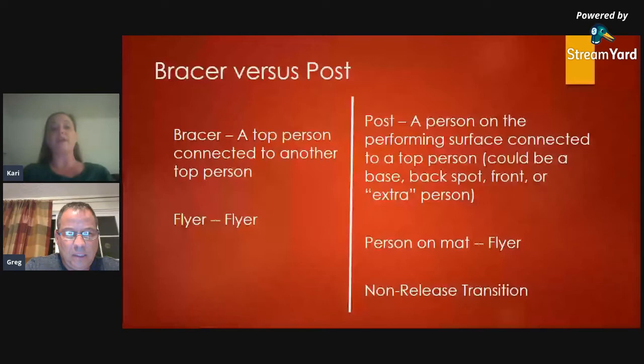If we're talking about a post, a post is a person on the ground, on the mat, connected to a top person. So it could be a base, a backspot, a front, an extra person that they just have there. So when we're talking about a post, we're talking about a person on the mat touching the performance surface connected to the flyer. If they are connected to someone on the ground, whether it be their backspot, their base, their front, the extra person, it doesn't matter. It is a non-release transition. Their other hand, foot, arm, hair, uniform, doesn't matter, can be connected to anybody else, another flyer, another base, whatever.